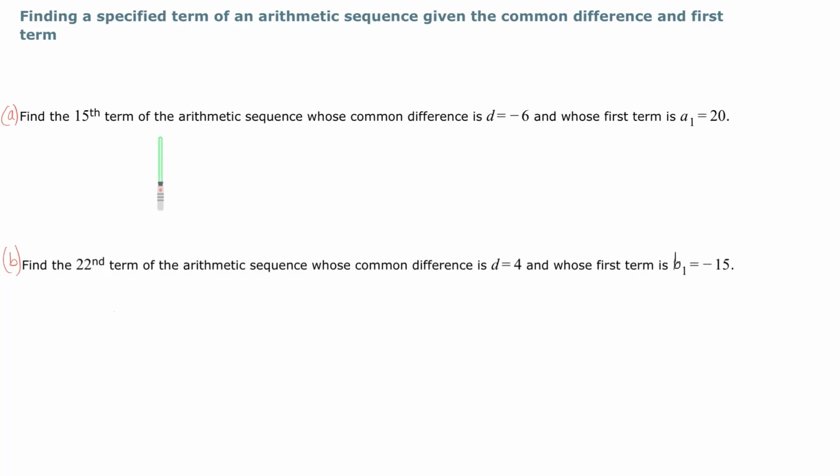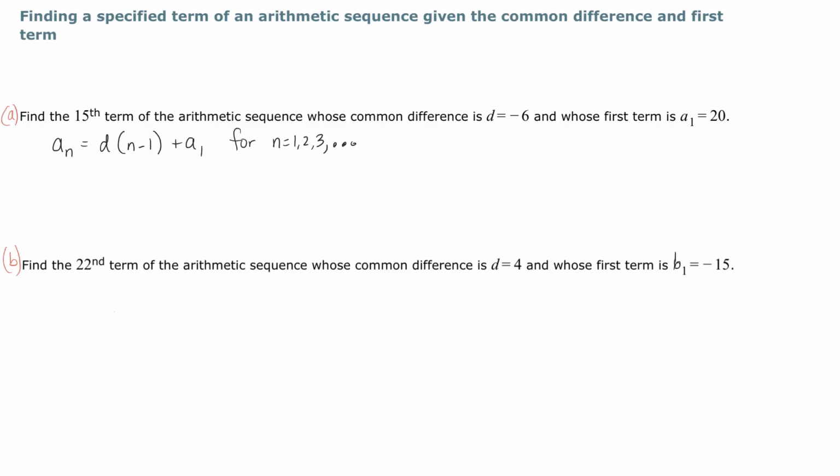Find the 15th term of an arithmetic sequence whose common difference is d equals negative 6 and whose first term is a1 equals 20. I guess the first thing you could do is write the general formula for the arithmetic sequence. A sub n is equal to d times n minus 1 plus a sub 1. It really looks like a linear equation. I do need to specify the domain for n equals 1, 2, 3, dot, dot, dot.